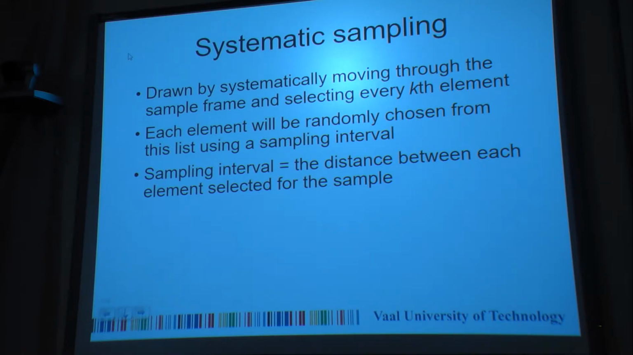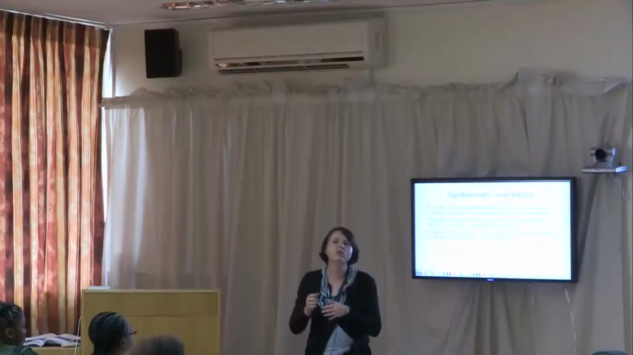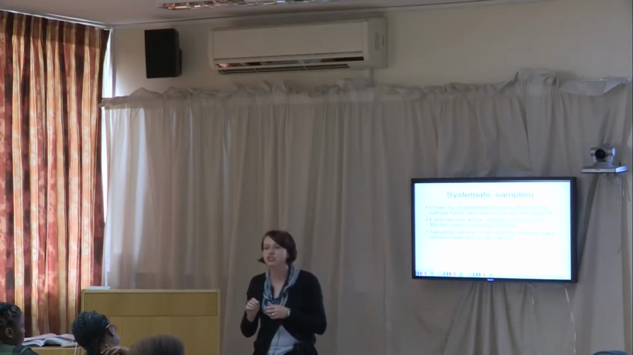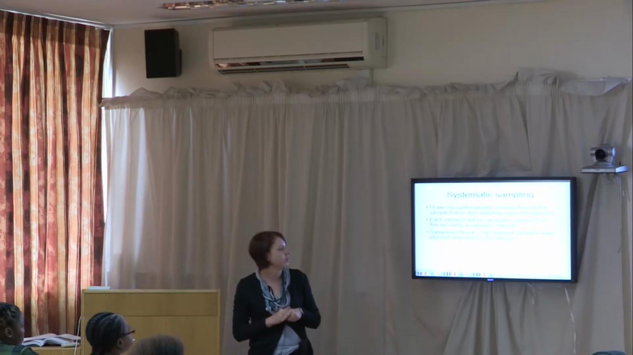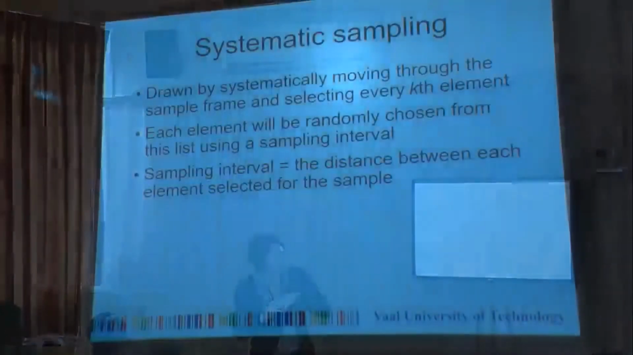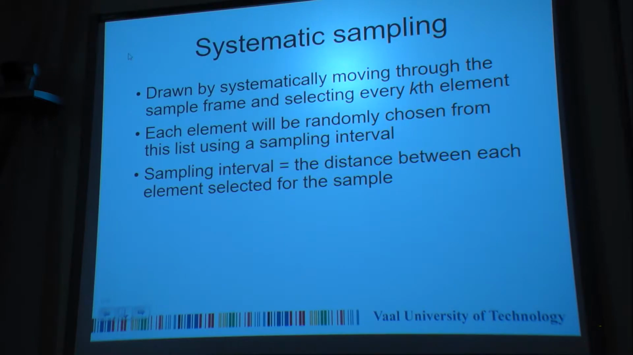Each element will be chosen from the list using a sampling interval. The sampling interval, every second one, every third one, or every fourth one, depending on how you want to do it. But the interval refers to how far one value is from the next value. Every second one on the list, every 10th one on the list. Also, you need to determine how many you need. Okay, the size. So the sampling interval there is just the distance between one element and the next for the sample.